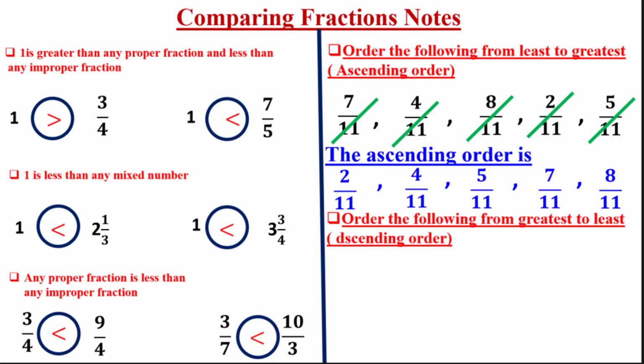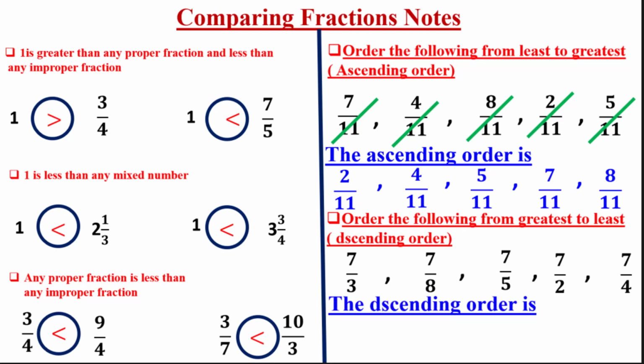Second, order the following from greatest to least. This is called descending order. 7 over 3, 7 over 8, 7 over 5, 7 over 2, 7 over 4. It's easy to write here the descending order. Why? Because here we have the same numerator. All numerators are the same, 7, 7, 7, 7.